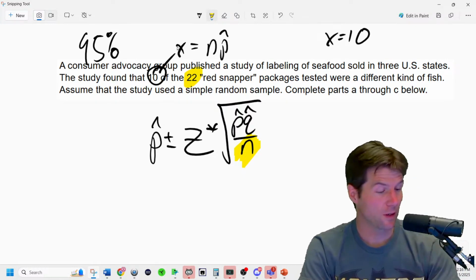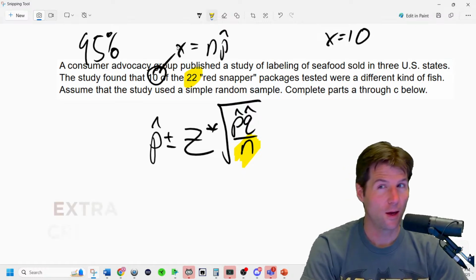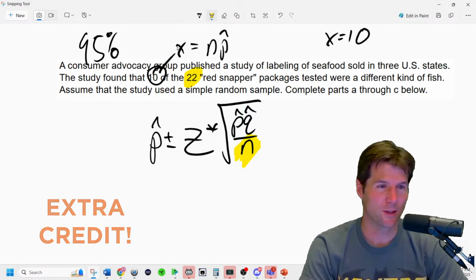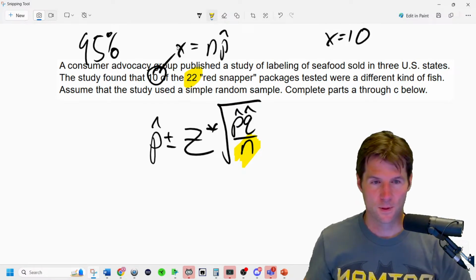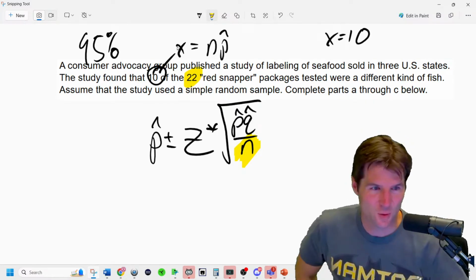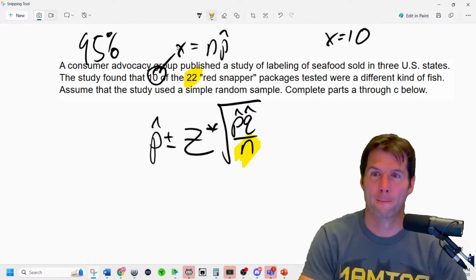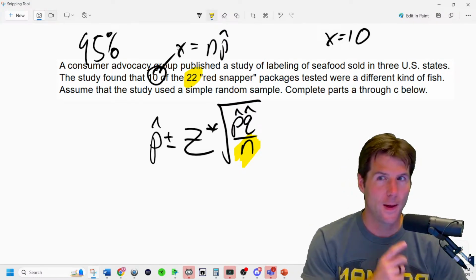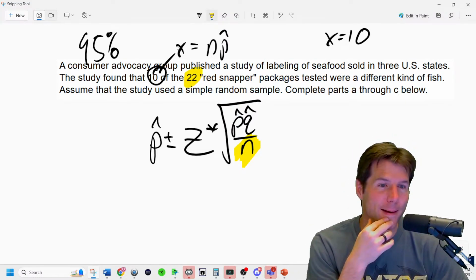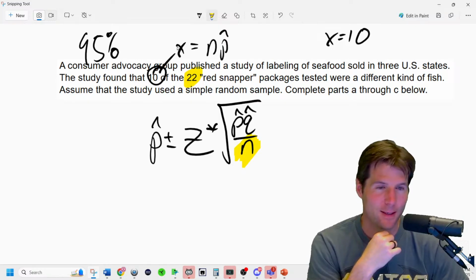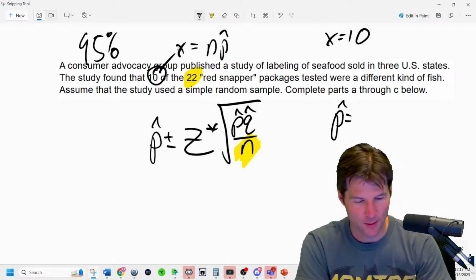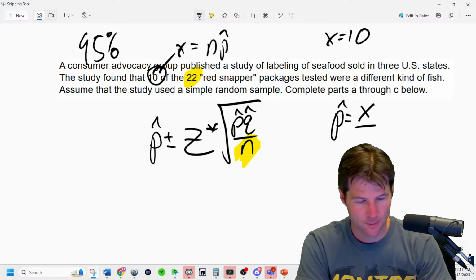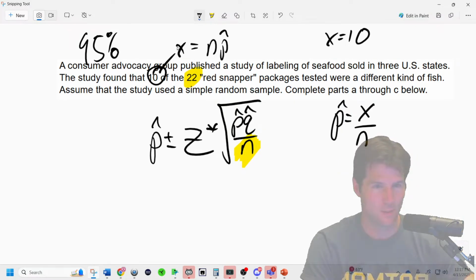No, P is not 12. Good guess. Remember, they must be between 0 and 1, Nancy. Good guesses. They must be between 0 and 1. Well, they're 10, 12? No, not quite. What is the equation for P hat? P hat is equal to what? P hat is equal to that.